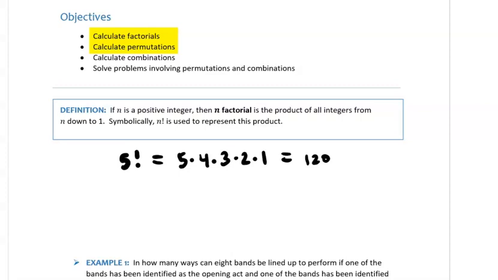As another example, 1 factorial is the product of the integers from 1 all the way down to 1, which is just 1. And as a special case, 0 factorial is defined to equal 1 as well. That will come up often in calculations, so that is an important special case.